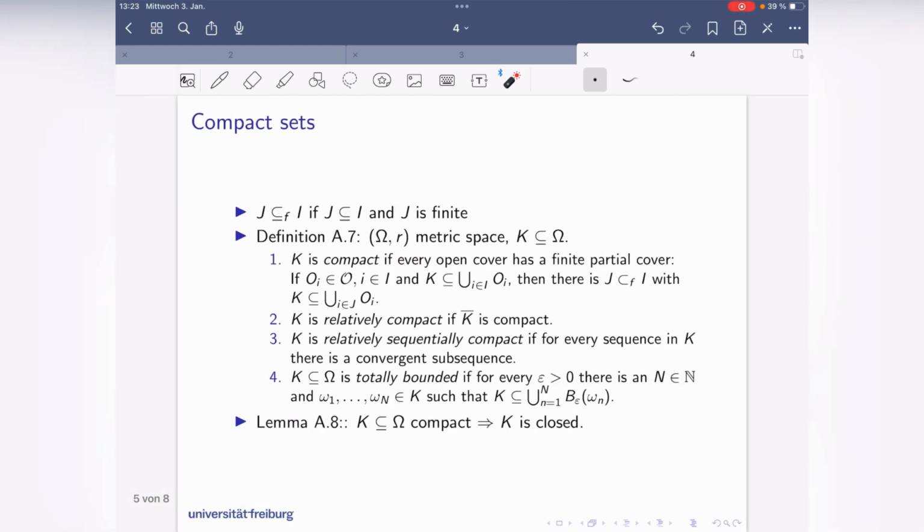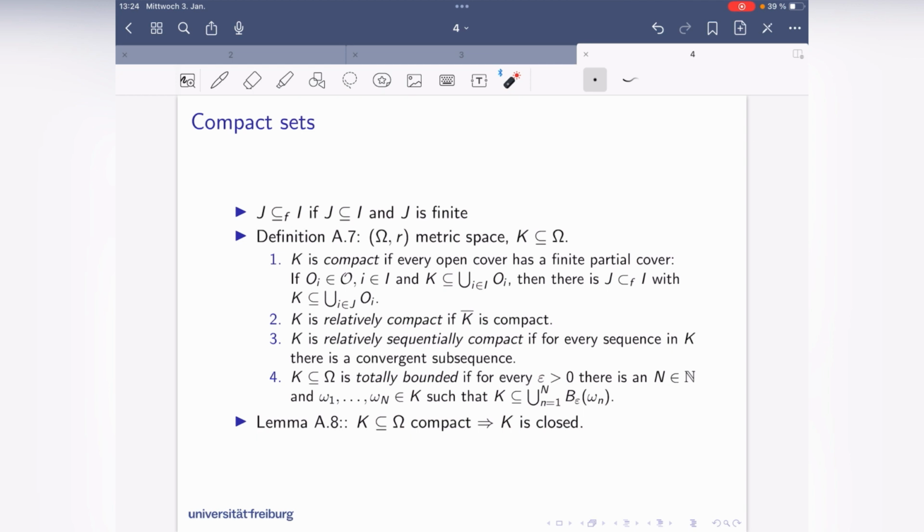And now we again have to deal with some topology. In the last video, we already recalled some things about topologies. So open sets, metrics define topologies. Closed sets are complements of open sets, but we did not cover compact sets yet, and we will also need compact sets here.